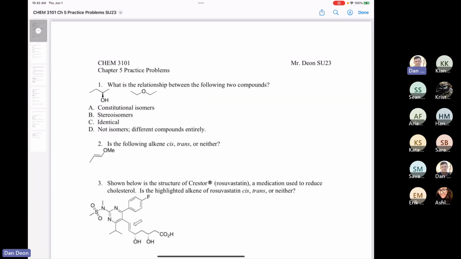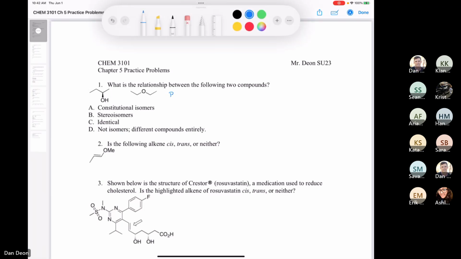Okay, let's take a look at these practice problems for chapter 5. What's the relationship between the two compounds that we see here? Well, you see that they both have the same molecular formula, both are C4H10O, but they have a different connectivity, don't they? So could anybody tell me what would be the best answer here? A, B, C, or D?